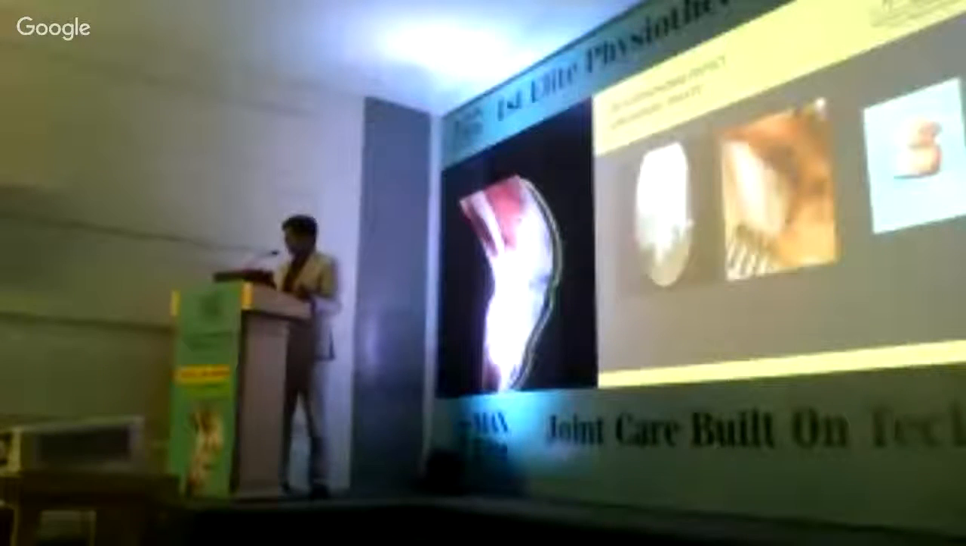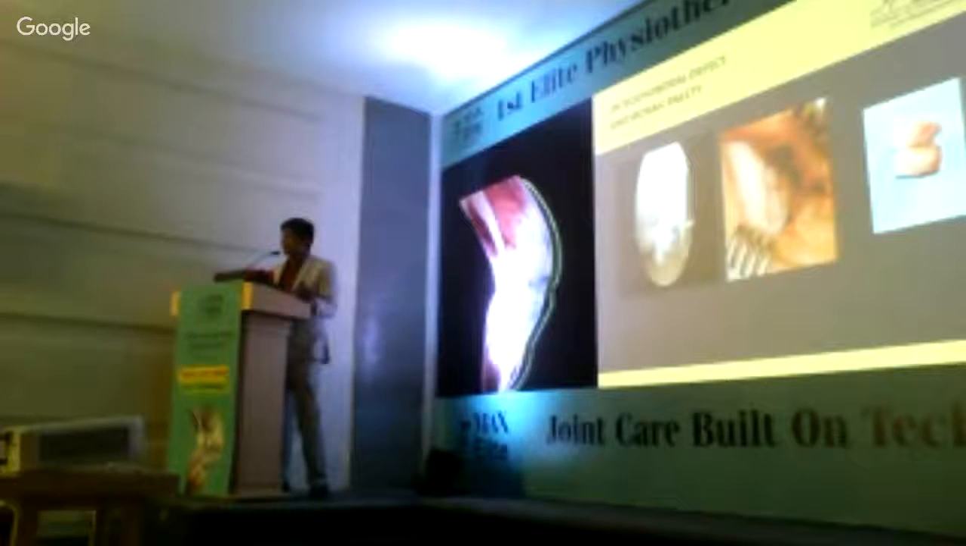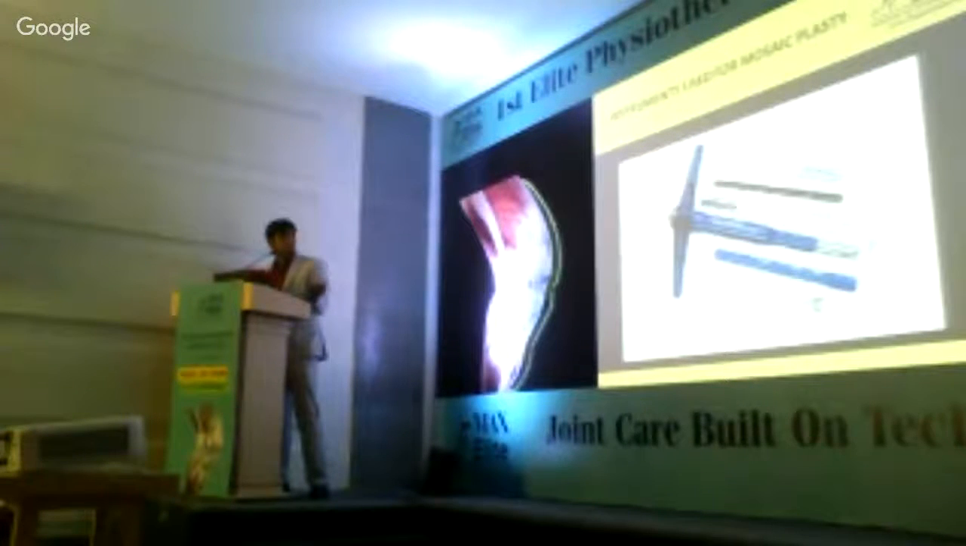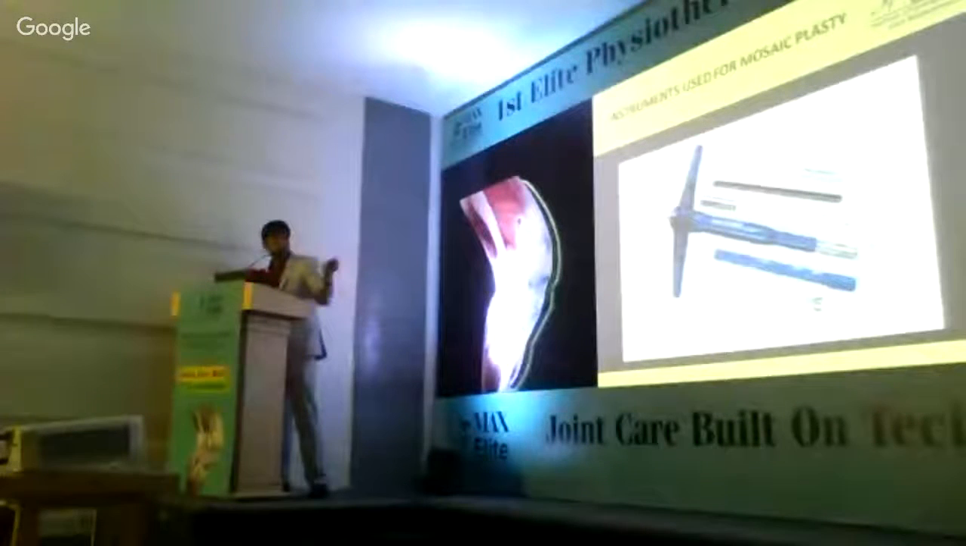Larger defects require mosaicplasty, where special equipment is required to harvest the cartilage and bone graft from non-articulating areas in each joint, beside the trochlea, and then we punch those grafts into the cartilage defects. These are the instruments required for harvesting the graft, the bone punches.